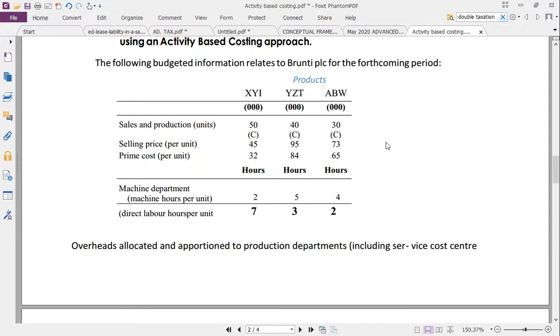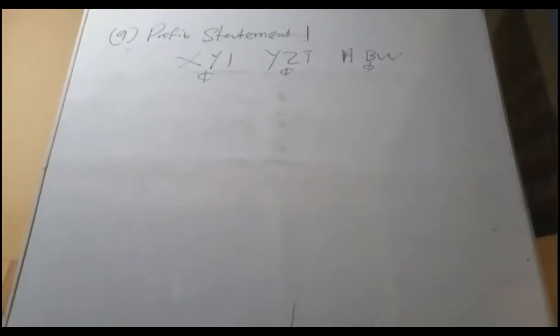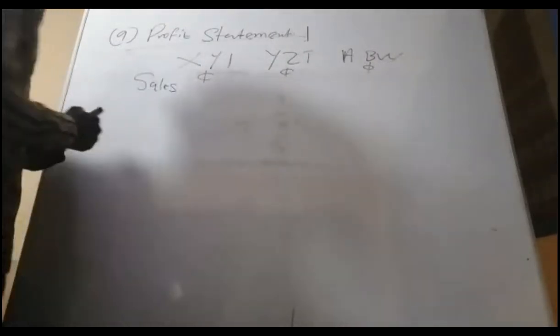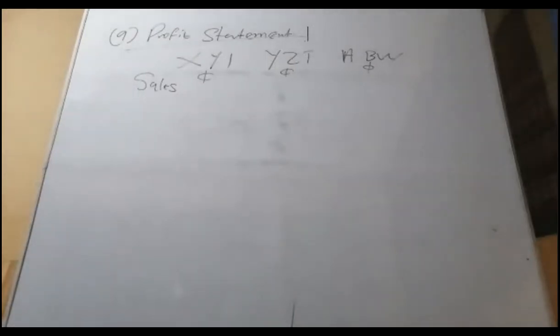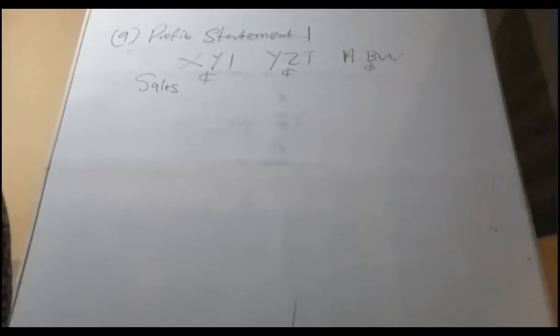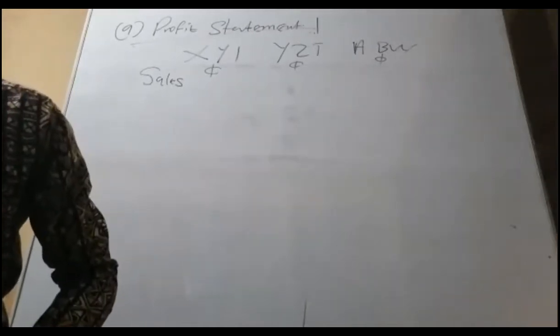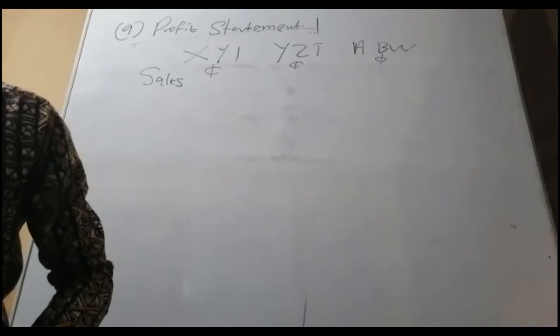So first, I'll start with sales. We said profit statement, we didn't say cost statement, and a profit statement starts with sales. So I write here: sales. Then I'll go and pick the sales from the question. It's units times the selling price.